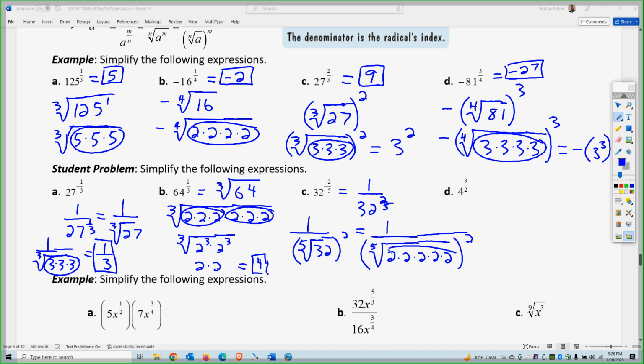Well, I have 5 of these, don't I? So that's 1 over 2 to the second power, because the fifth root of all those 2's is 2. So that gives me 1/4 is the answer, right? 1/4. Let's make a better 2/5 than that. That's not very good.